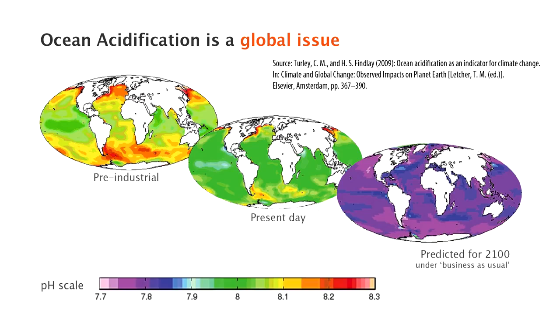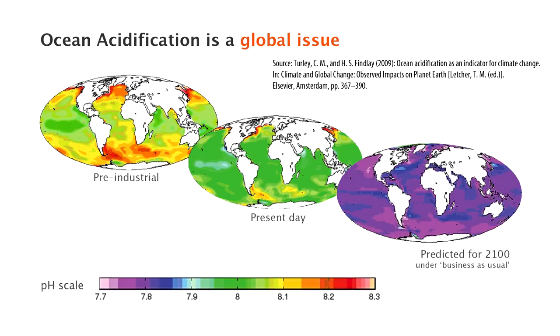So, is that a global issue? Well, yes, it is. This particular image shows three different plots of ocean pH as a function of time. The one on the far left is a pre-industrial case, and the color coding is proportional to the ocean pH. So you can see that the red colors are about 8.2, green colors are 8, the purplish blue colors are 7.8, 7.9.